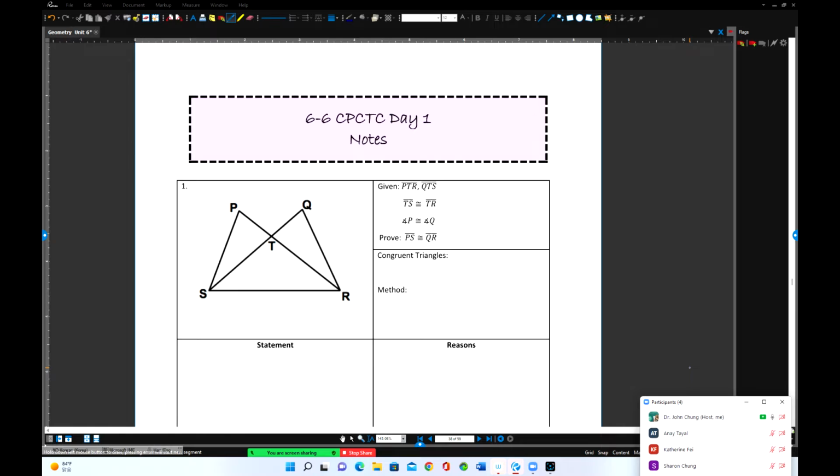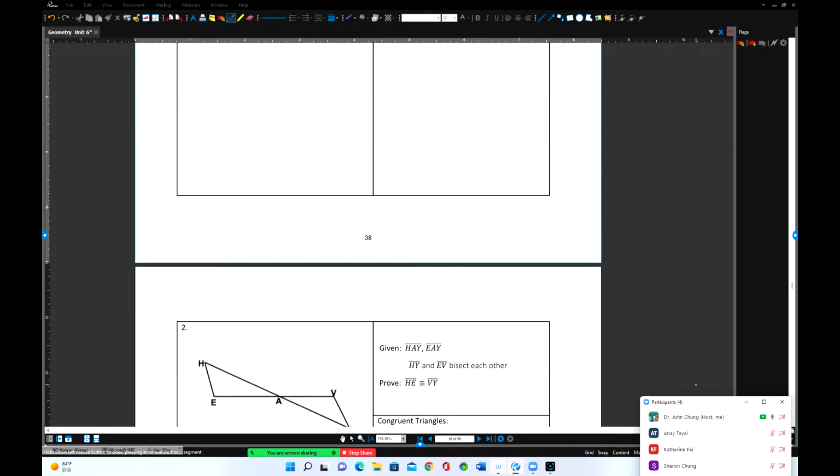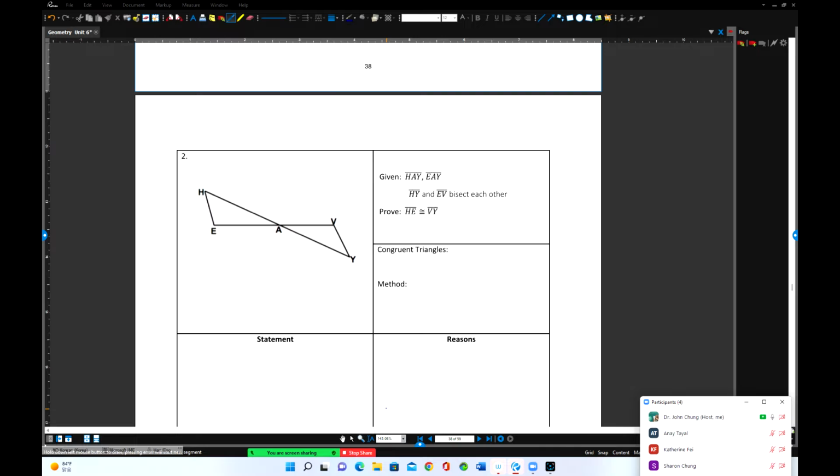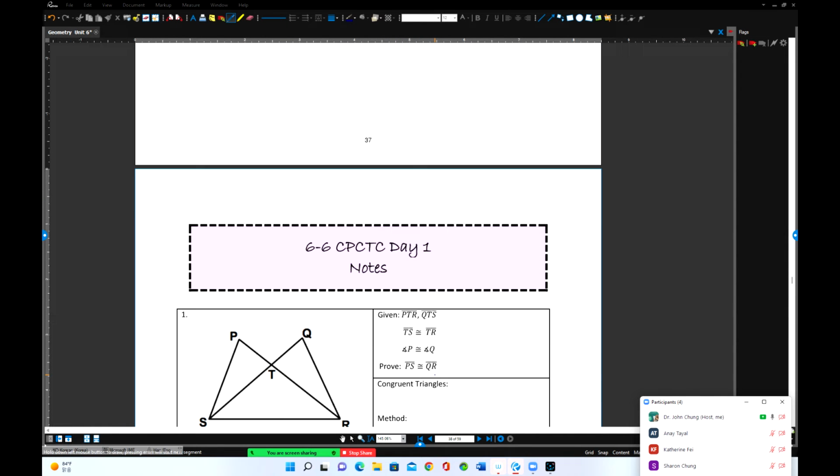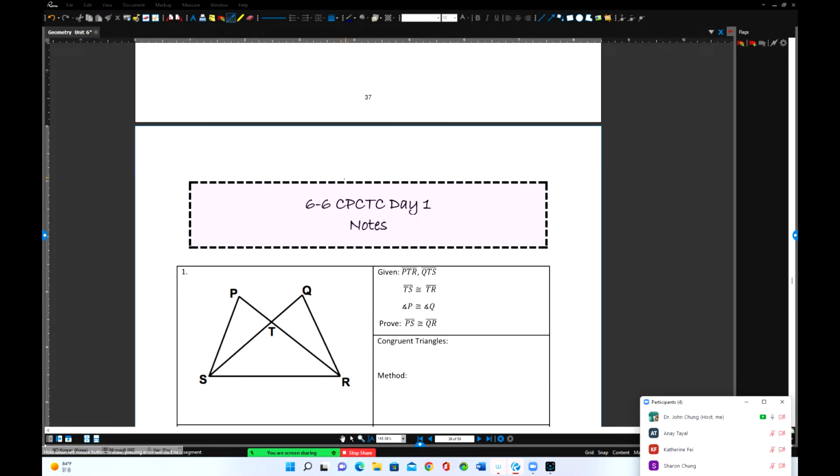Okay, now let's get started. Today's first topic is how to use CPCTC. I'm going to write down the CPCTC. That stands for, what does CPCTC stand for?